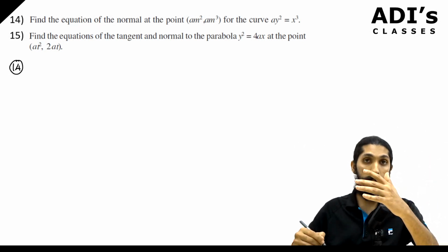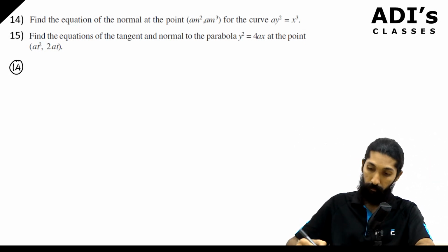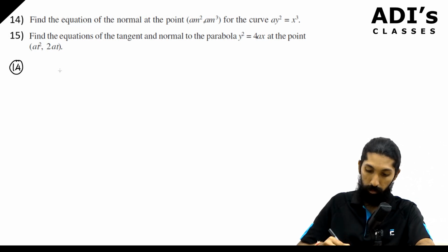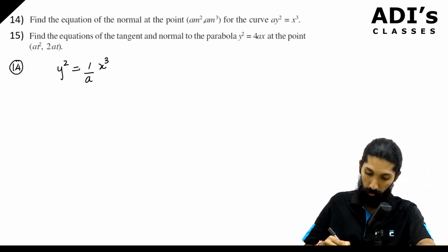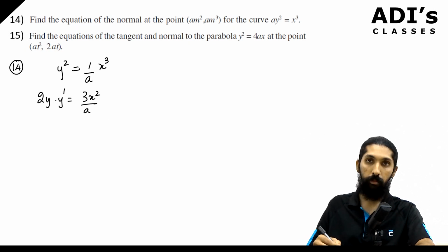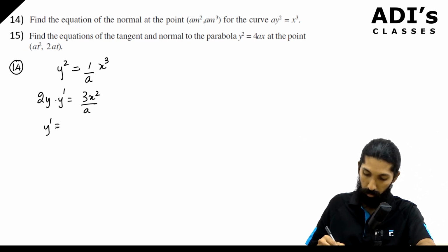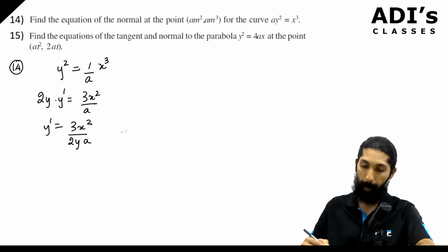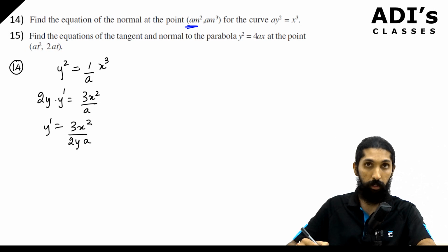Differentiate, get the value of the slope of the tangent. So you have a y square. We'll do one thing: y square is equal to 1 by a into x cube. It's easier to do it. So 2y into y dash is equal to 3x square divided by a, or y dash is equal to 3x square divided by 2y into a. Now the x and y coordinates they have given: x is a into m square, y is equal to a into m cube.